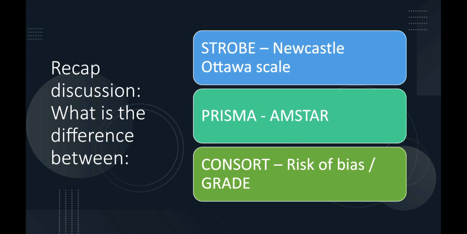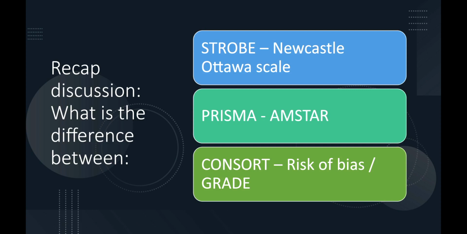The PRISMA and the AMSTAR are for systematic reviews. The PRISMA is the reporting guideline, so it helps authors to make sure everything is in their paper. The AMSTAR checklist is a checklist to assess the quality of a systematic review. How well was that study conducted? Thirdly, you have the CONSORT statement. That is for clinical trials. So CONSORT and the forthcoming CONSORT-Nutrition are reporting guidelines. They help authors to make sure everything is mentioned.